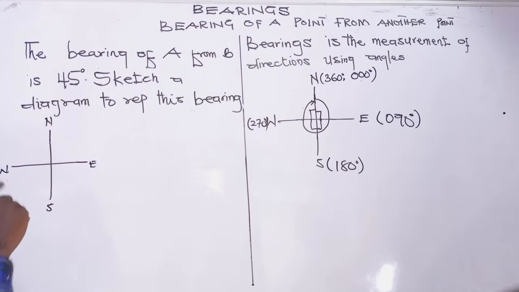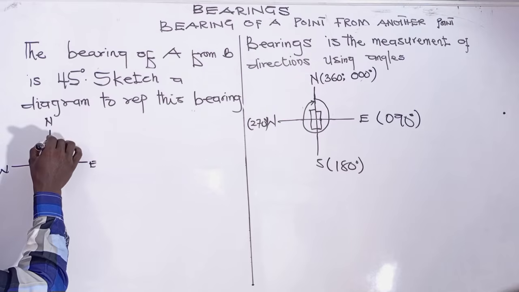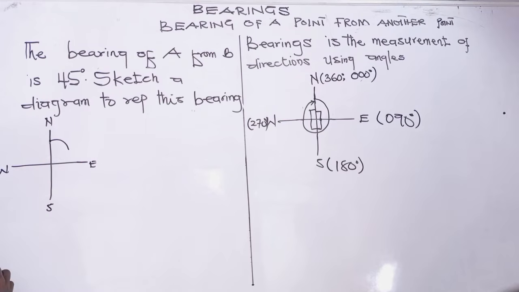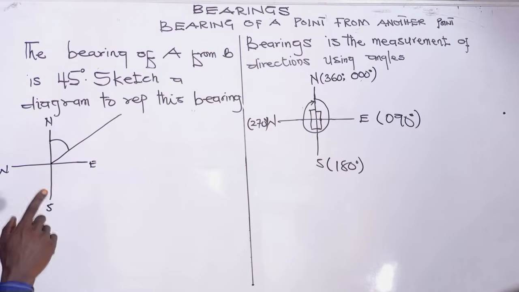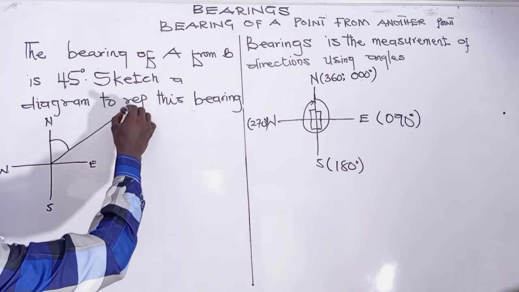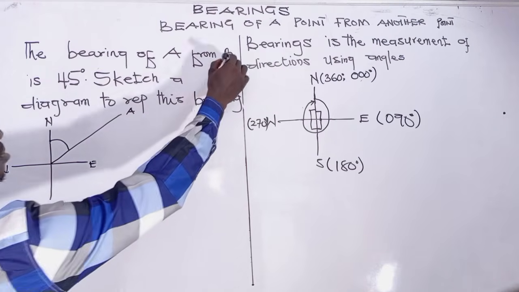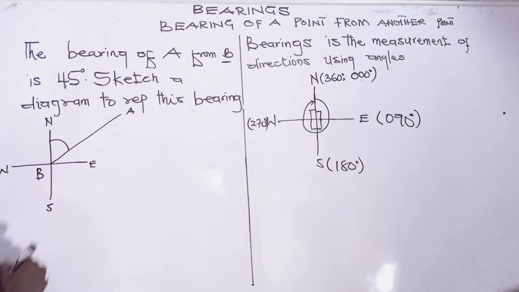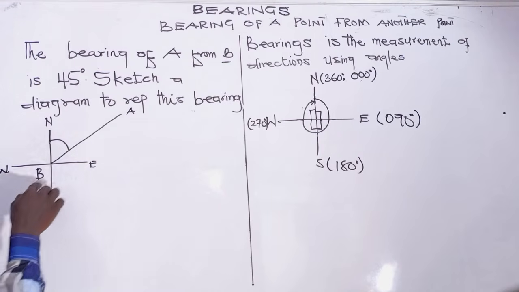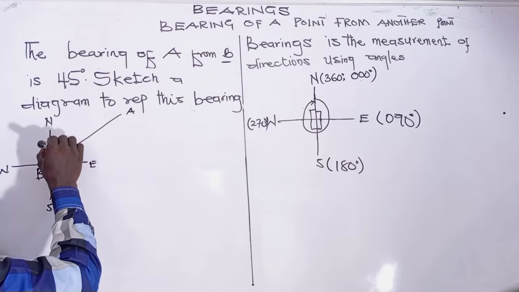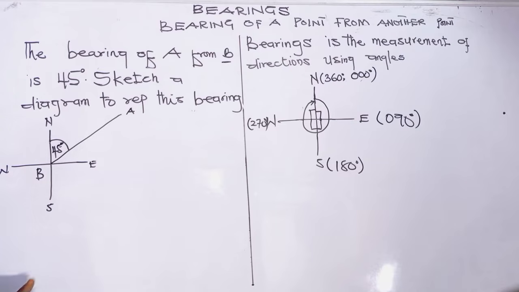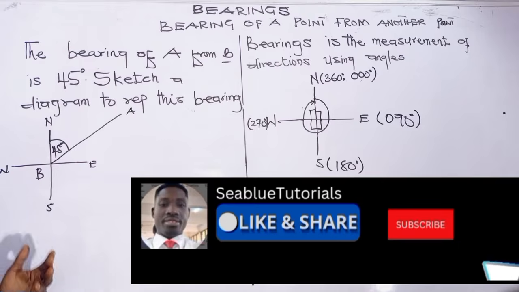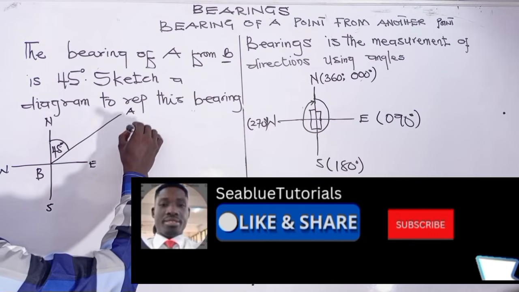Now the angle given is 45 degrees, so it is going to fall in this particular quadrant, right? So we start measuring from the north in a clockwise direction like this, and then we draw our line. Now we are saying that the bearing of A, so A will be here, from is going to be what? B. So the bearing of A from B is 45 degrees. So this is how we sketch a simple diagram to represent bearing. Now let's look at one more example.